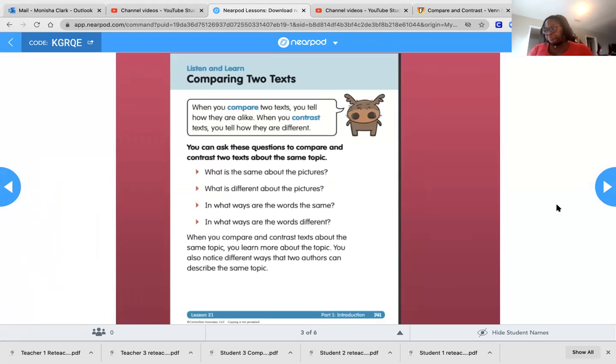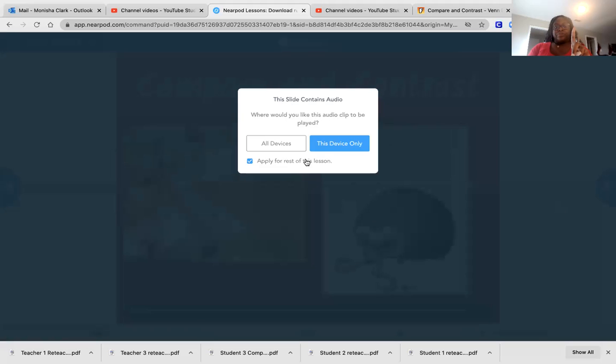So, it says, when you compare two texts, you tell how they are alike. When you contrast texts, you tell how they are different. So when we compare, we tell how they're alike. When we contrast, we tell how they're different. I'm going to display two texts for you. One comes from the Moths and Butterflies book, and the other comes from the Worm book, which you are familiar with.